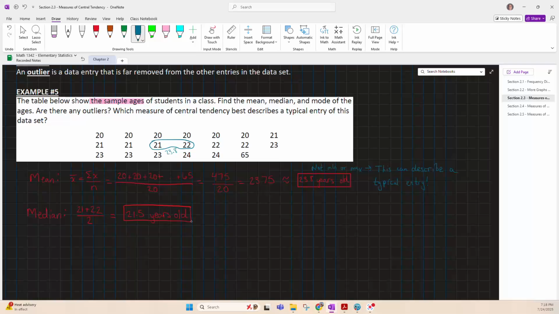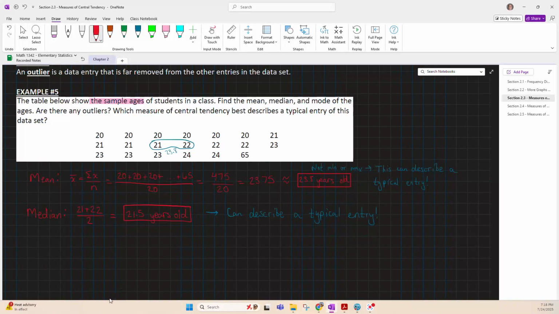Now, is this the min or the max? No. So we could say it can describe a typical entry. We're good there.